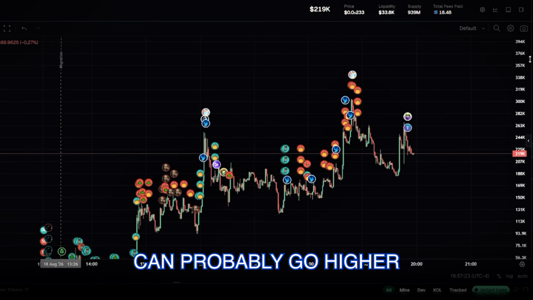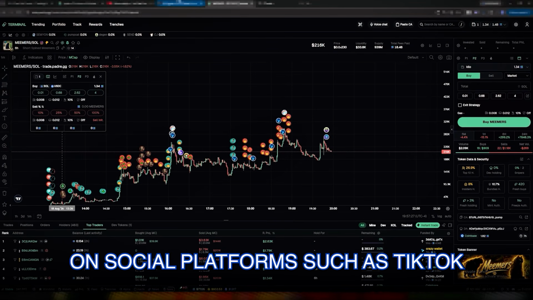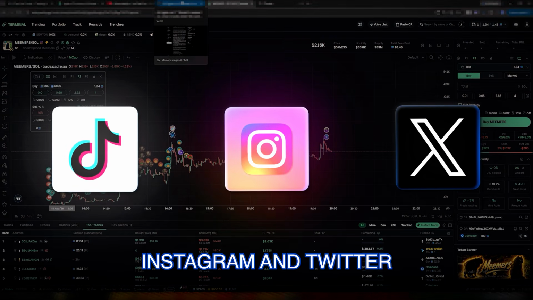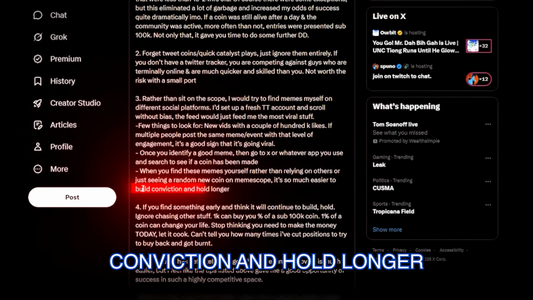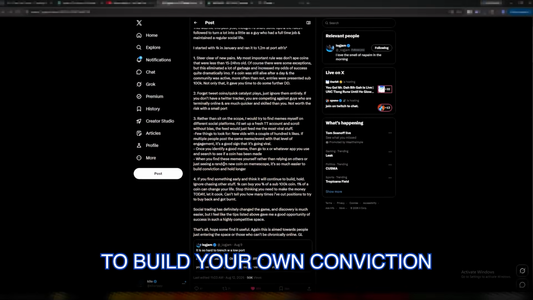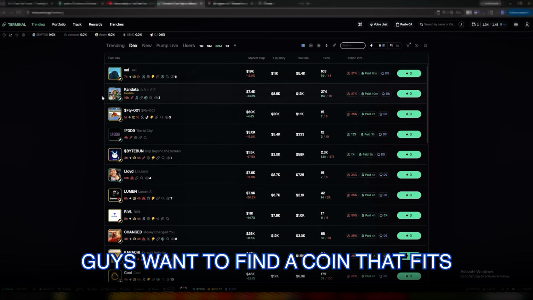I still think this can probably go higher, but at the same time, it's always important to find memes that have good views on social platforms such as TikTok, Instagram, and Twitter. So rather than relying on others or just seeing a random new coin or meme scope, it's much easier to build conviction and hold longer. You guys really need to build your own conviction. With these filters and settings on the trending page, you guys want to find a coin that fits well with you.